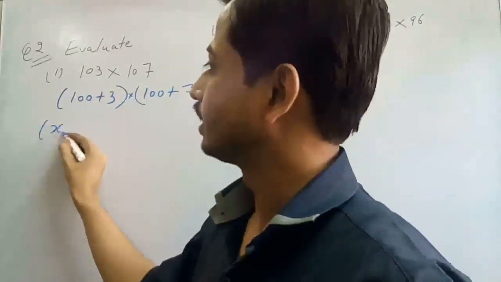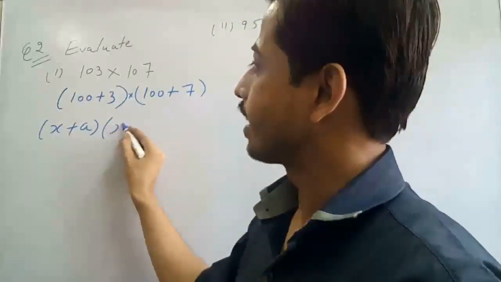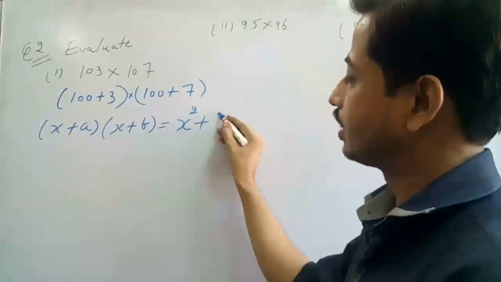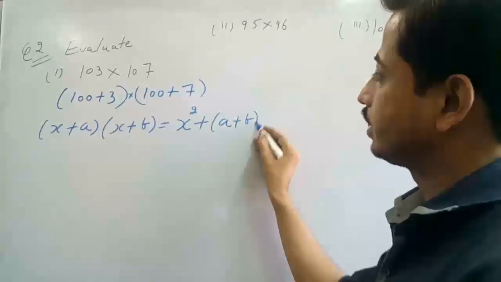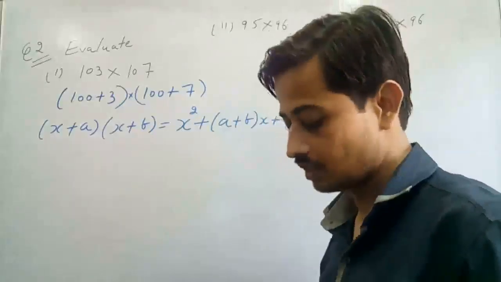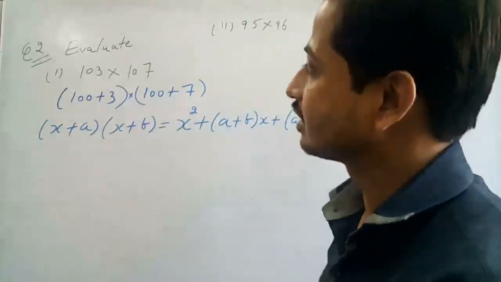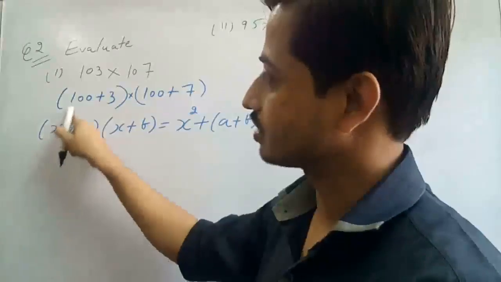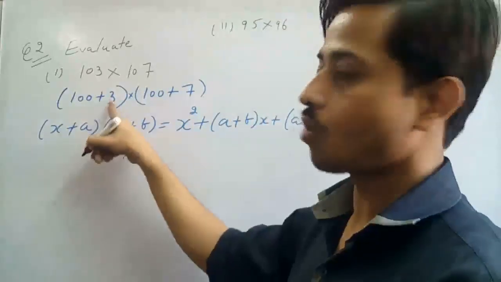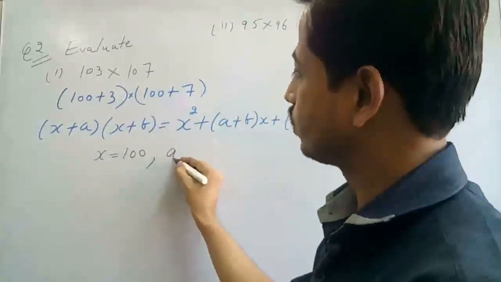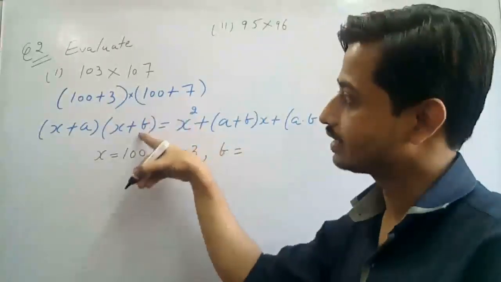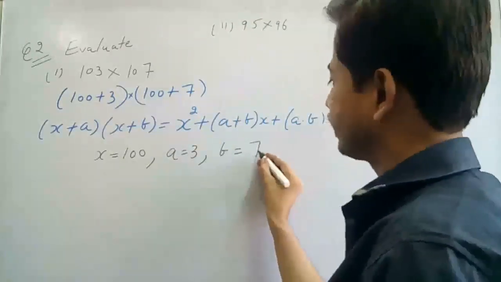What is the identity? (x plus a) into (x plus b), which is equal to x square plus (a plus b) into x plus a into b. It's very simple. Now what we have to do is comparison. Now what is x? The first term is x, so we get x is equal to 100. Now a is 3, so we get a is equal to 3. Now b is 7, so we write 7.